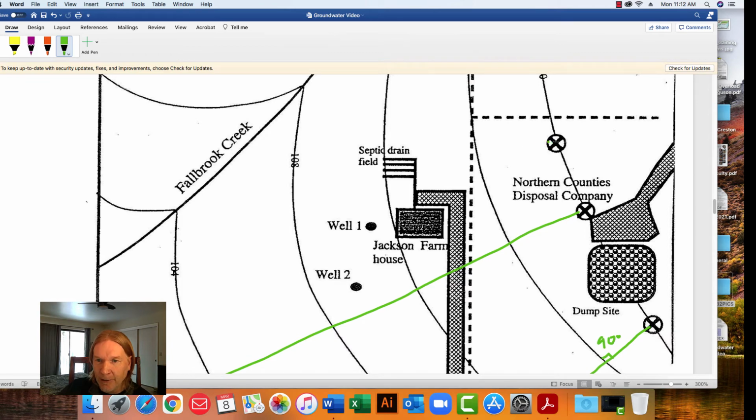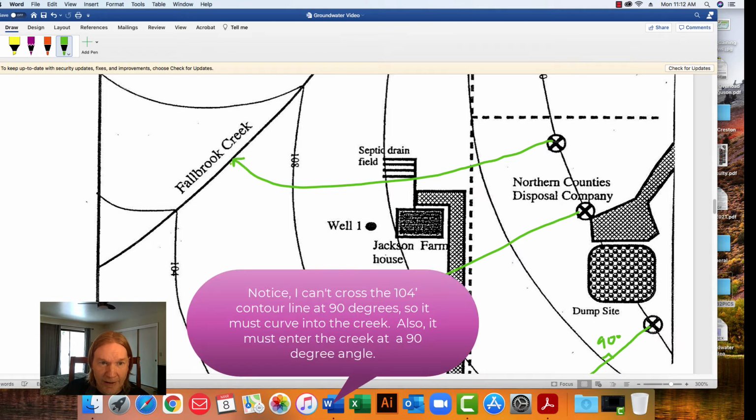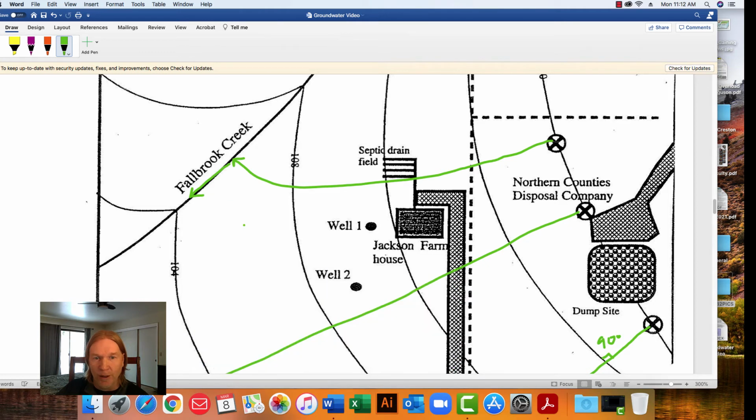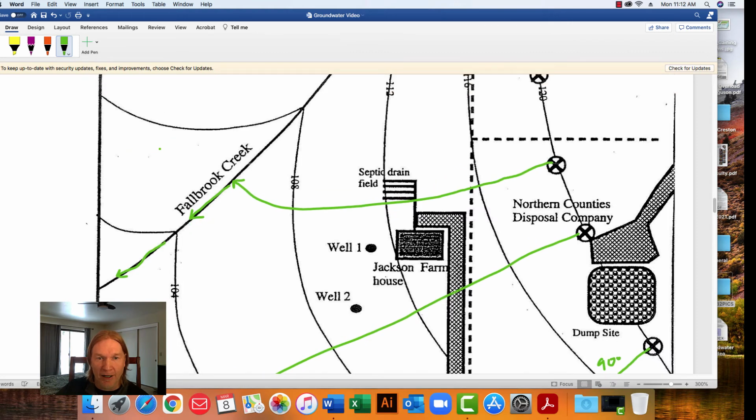And from here, I'm going to kind of do the same thing. I'm just going to eyeball this. That looks like 90, 90, 90, and then it's going to go into the gaining stream here. And once it's in the gaining stream, it's just going to go straight down that way. Okay. What it's not going to do is not going to flow up onto this other side here.